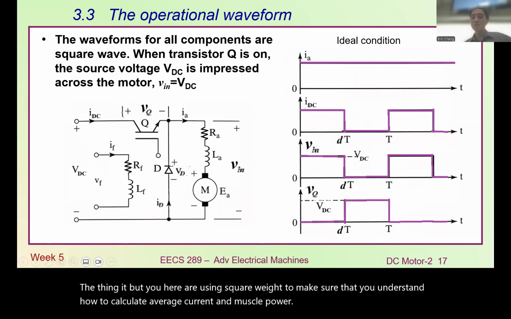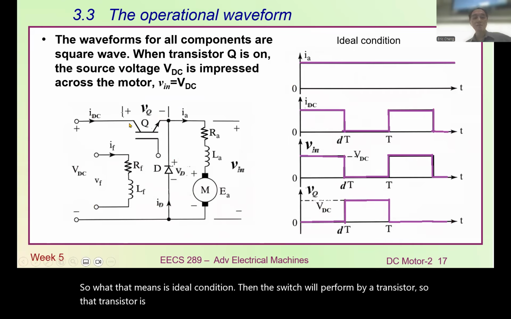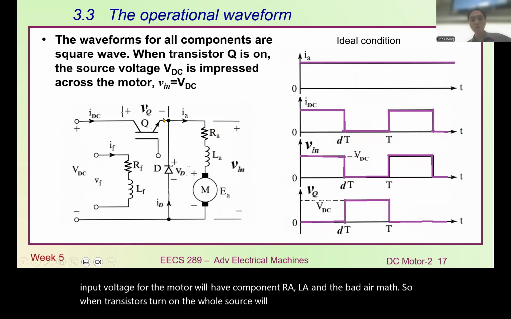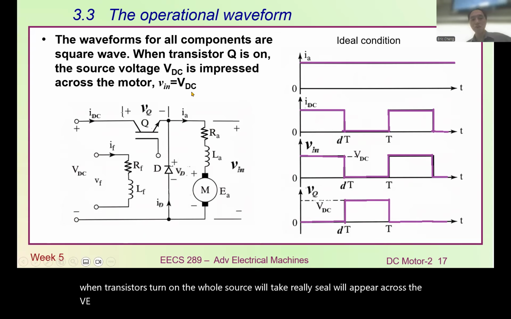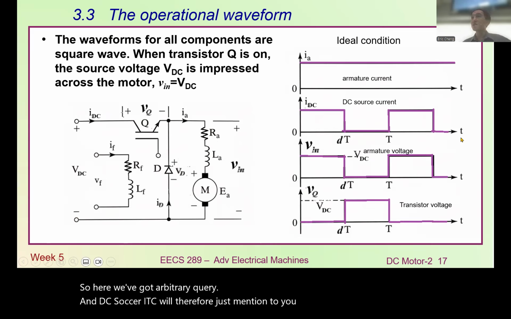So that means in ideal condition, the switch will be performed by a transistor. That transistor is an IGBT. So the DC source in here goes to the motor. The input voltage for the motor will have components RA, LA, and the back EMF. When the transistor turns on, the whole source voltage VDC will appear across V-in. So V-in will therefore equal VDC. So here we got armature current, and the DC source current, IDC, would therefore be a square wave, as I just mentioned to you.